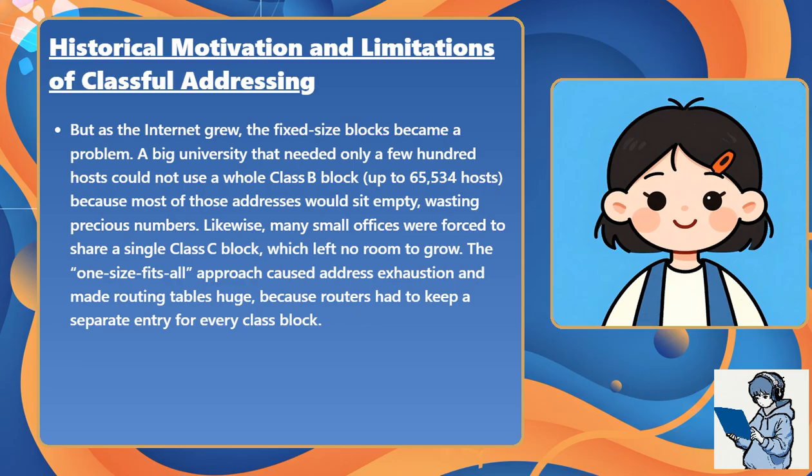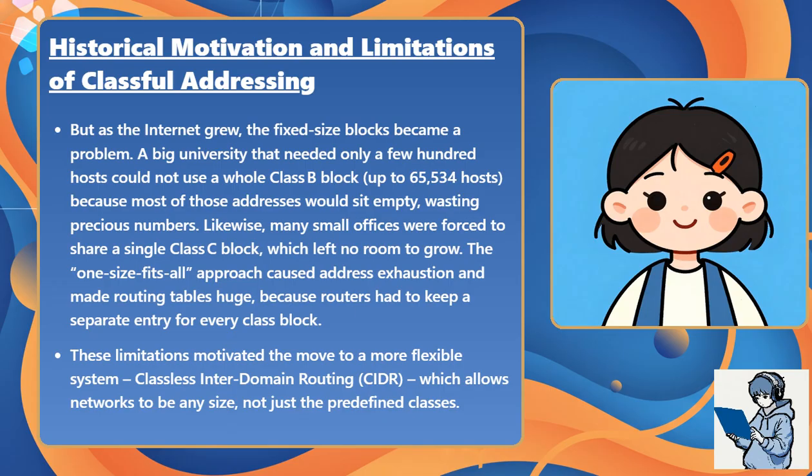But as the internet grew, the fixed-size blocks became a problem. A big university that needed only a few hundred hosts could not use a whole Class B block, up to 65,534 hosts, because most of those addresses would sit empty, wasting precious numbers. Likewise, many small offices were forced to share a single Class C block, which left no room to grow. The one-size-fits-all approach caused address exhaustion and made routing tables huge, because routers had a separate entry for every class block. These limitations motivated the move to a more flexible system, classless inter-domain routing, CIDR, which allows networks to be any size, not just the predefined classes.